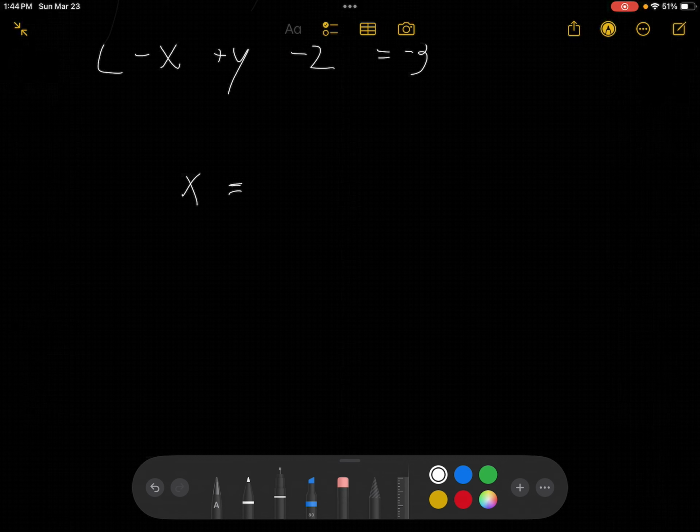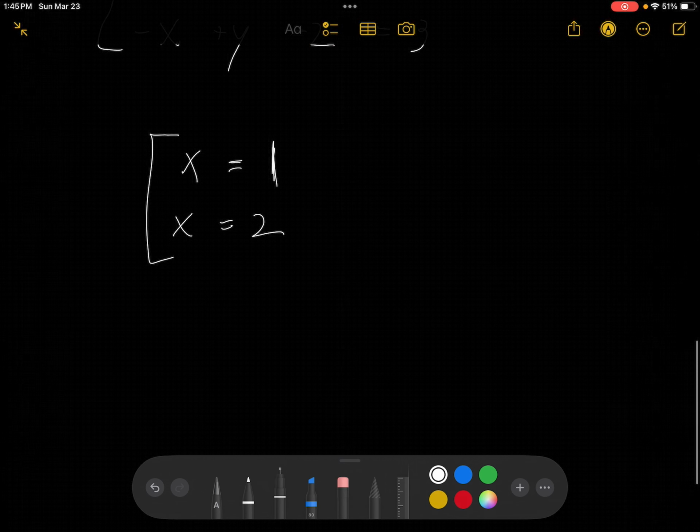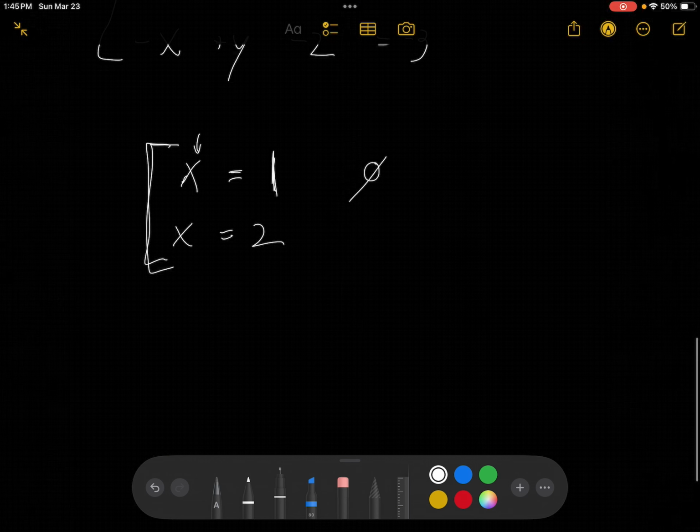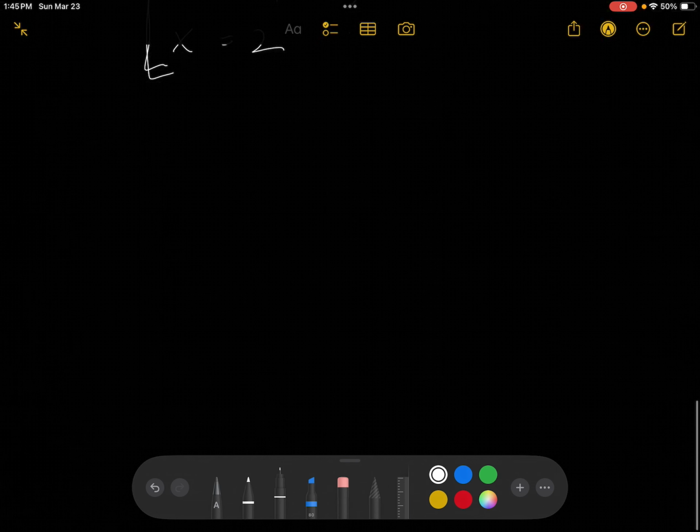So let's consider the system x equals 1 and x equals 2. This is a system of linear equations, and the solution set of this system is the empty set. There's no number that we can sub into x where x equals 1 and x also equals 2. So this system right here is called inconsistent.